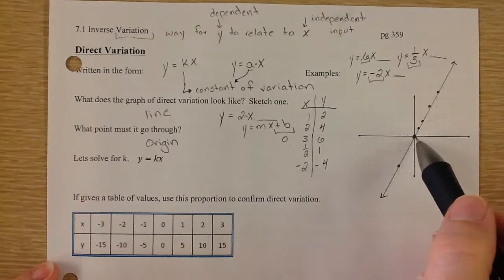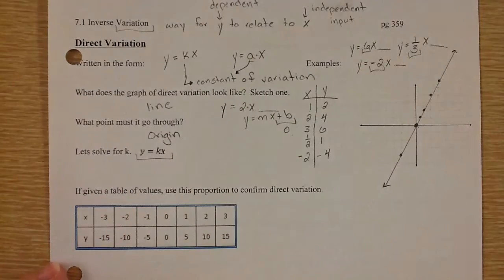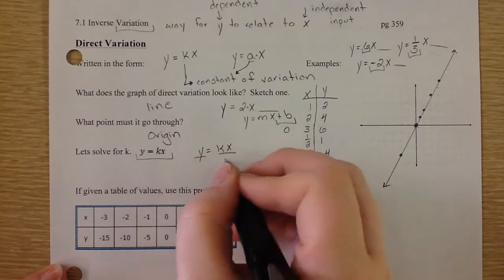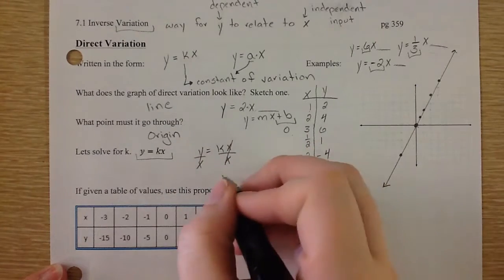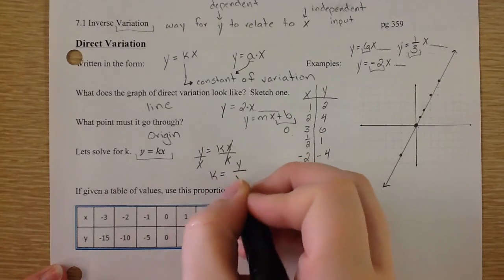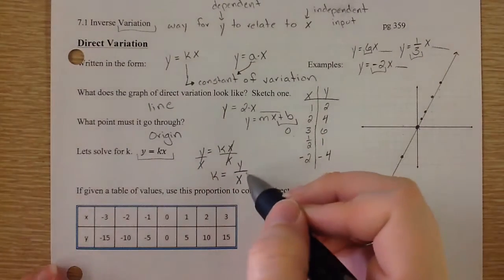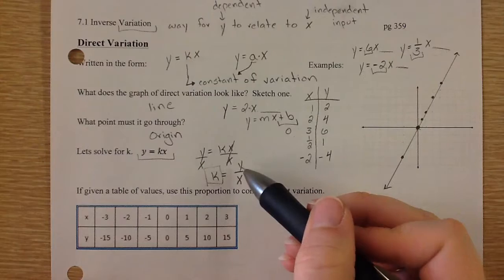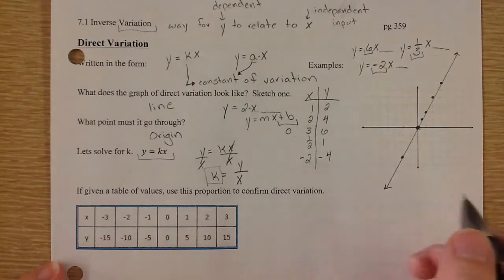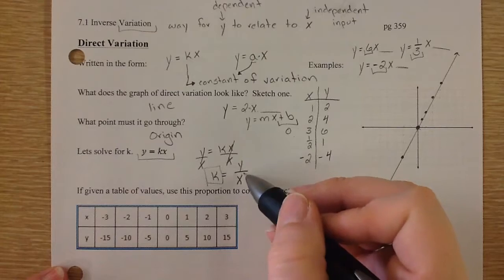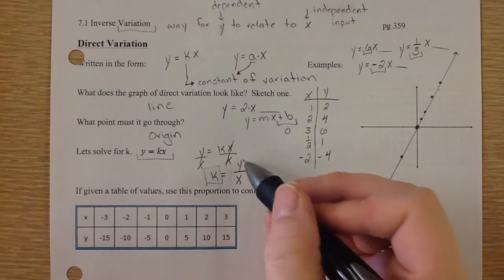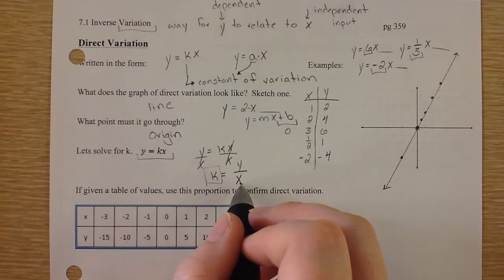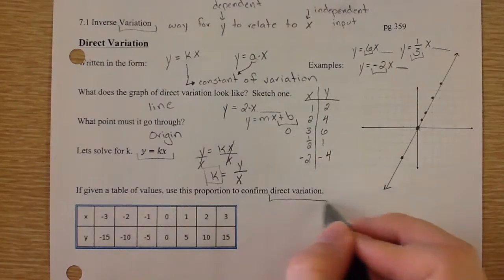All right, so if we solve this equation, y equals kx, for k, we would divide both sides by x, because we want to get k by itself. So k equals y over x. What this tells me is my constant of variation is equal to y over x. So if I take my y and divide it by my x, and I get the same number every time, that tells me for sure it is direct variation.